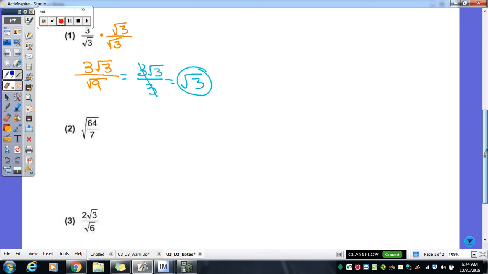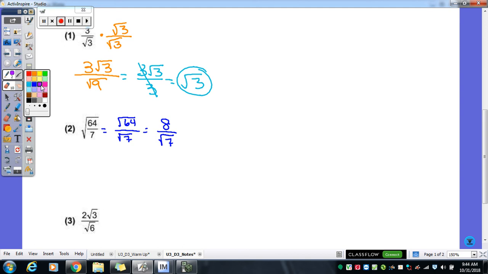So our second one, that whole thing is under one radical sign. So let's split that up first. So I'm going to give the top its own radical, and I'm going to give the bottom its own radical. But the top is just kind of like glaring at me, because what's 64? It's a perfect square. What is the square root of 64? So I'm going to change that first. So I got 8 over radical 7.